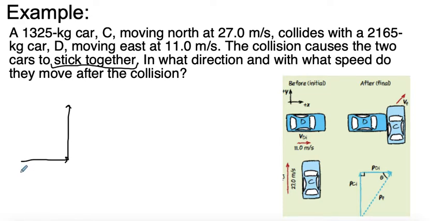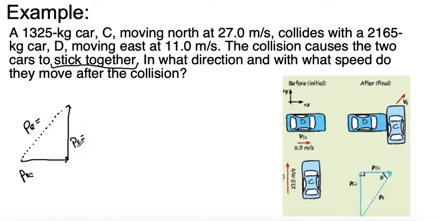So this would be momentum of car D down here, because that's the car going east, and this is going to be momentum of car C, because that's the one going north. And what we're looking for is that resultant momentum. So let's call that momentum sub R.